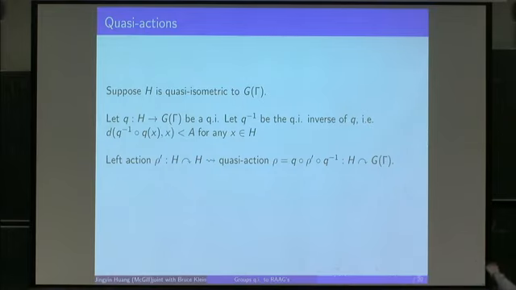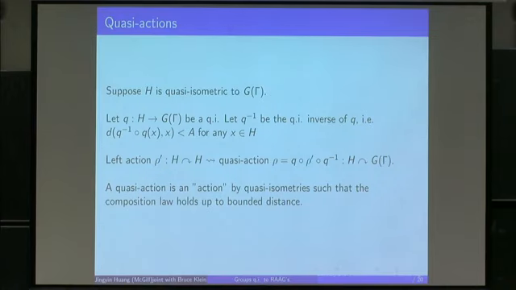So the composition law should also hold up to bounded distance. This is what I mean by quasi-action. A quasi-action is basically an action by quasi-symmetries such that the composition law holds up to bounded distance. So this basically tells you that if you want to study H quasi-symmetric to the group, it's sufficient to study the quasi-action of H on G of gamma.